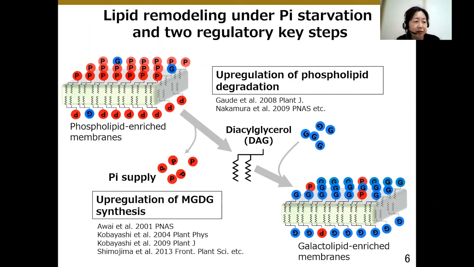In this lipid remodeling, there are two regulatory key steps. One is upregulation of phospholipid degradation, and the other is upregulation of MGDG synthesis. Today's topic is about phospholipid degradation.